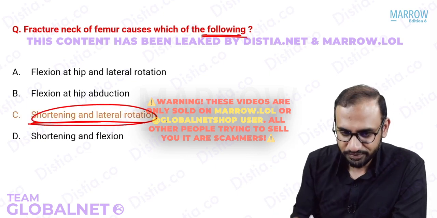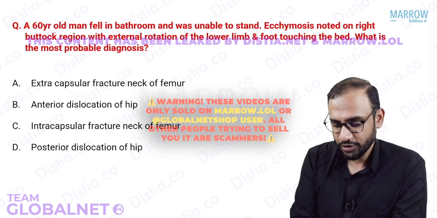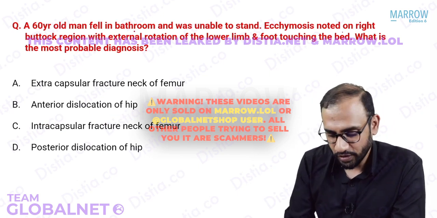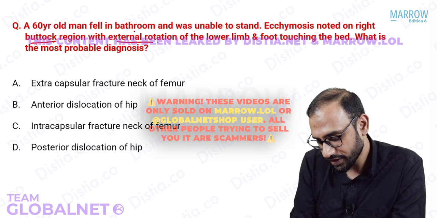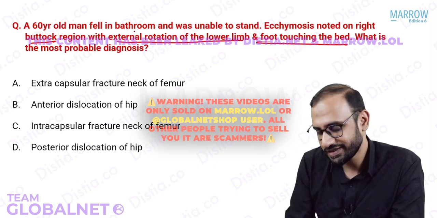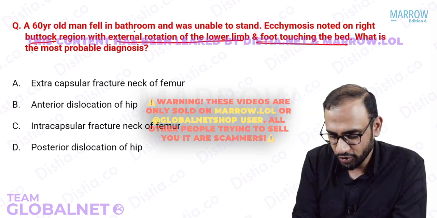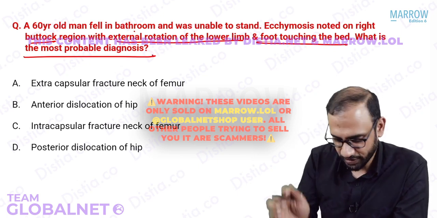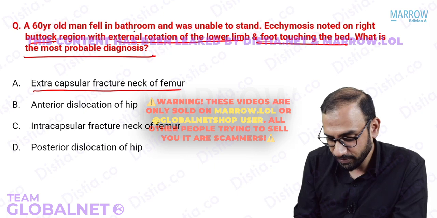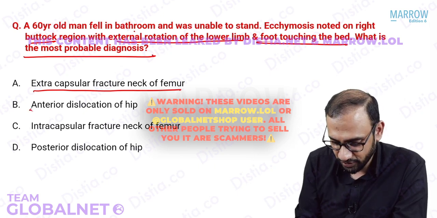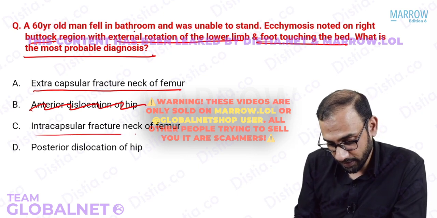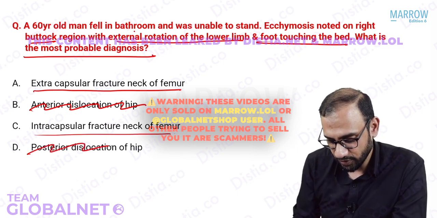This is the answer. A 60-year-old man fell in the bathroom and was unable to stand. Ecchymosis noted on right buttock region with external rotation of the lower limb and foot touching the bed. What is the most probable diagnosis? So it is a fracture, there is pain in the hip, and there is external rotation. Extracapsular fracture neck of femur, probably. Anterior dislocation of hip, no. Intracapsular fracture neck of femur, probably. Posterior dislocation of hip, no.